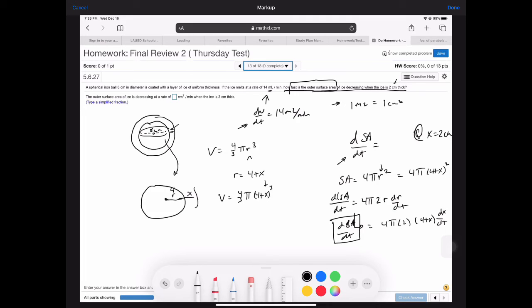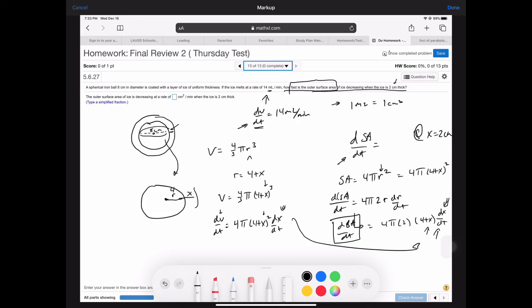So we can glean from this, this is what we're looking for. We can find this, we have this. So that's what we're looking for, starting from the volume, because they told us what the change in volume was. 14 is equal to, oops, sorry, we haven't taken the derivative yet. dV over dt equals, bring down the 3, cancels out the 3 on the bottom, 4 pi (4 plus x) squared dx over dt. We know the change in volume, we know what x is, so we can solve for dx dt, so we can plug it in over here.